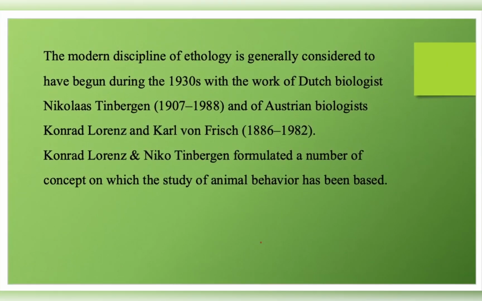Right? The modern discipline of ethology is generally considered to have begun during the 1930s with the work of the Dutch biologist Nikolaas Tinbergen and the Austrian biologist Konrad Lorenz, and there was one more with them, Karl von Frisch. These three people are very important in setting the stage for the modern discipline of ethology. Konrad Lorenz and Niko Tinbergen formulated a number of concepts on which the study of animal behavior has been based. Whatever concepts we are going to study in the coming lectures are based on the formulations of these scientists.